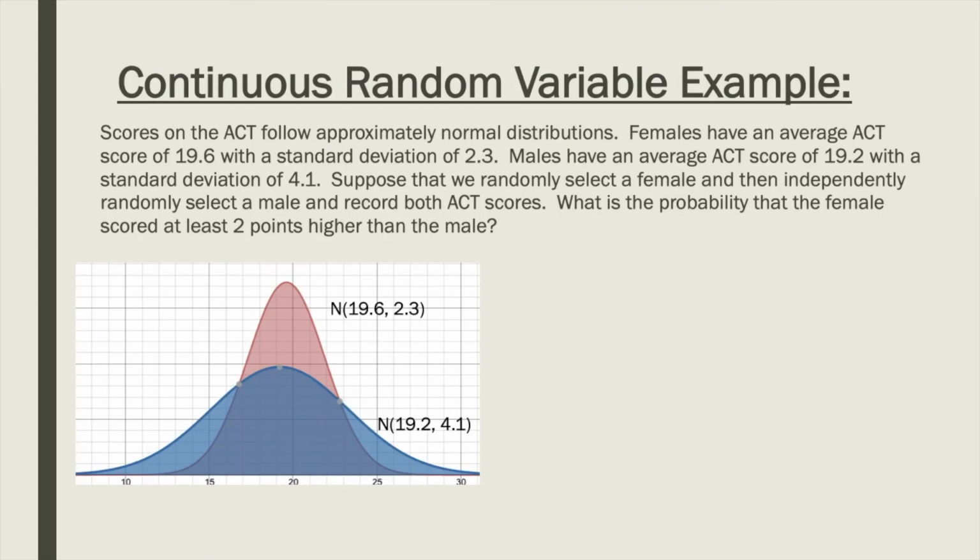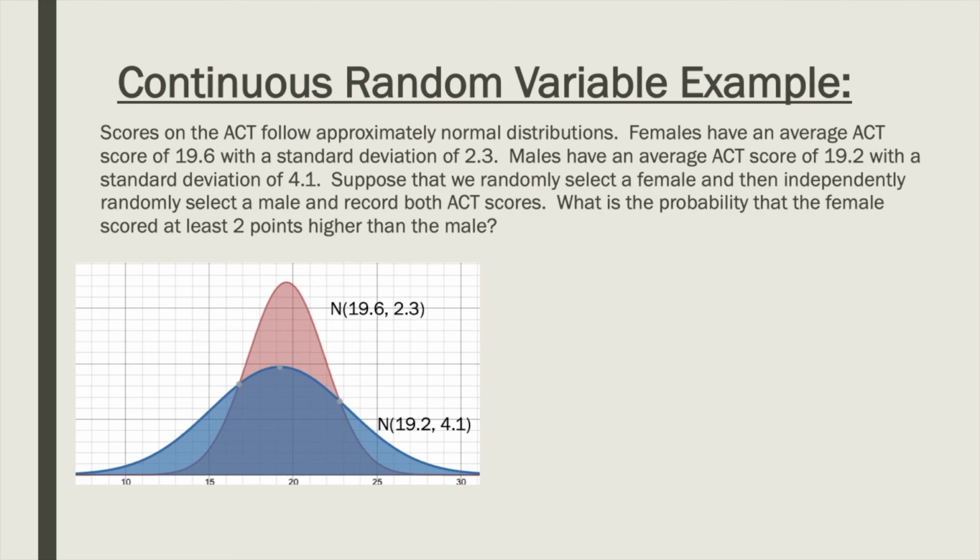So here's an example of a continuous random variable with normal distributions. Scores on the ACT follow normal distributions, and females have an average ACT score of 19.6 with a standard deviation of 2.3. Males have an average ACT score of 19.2 with a standard deviation of 4.1. Suppose that we randomly select a female and then independently randomly select a male and record both their ACT scores. What is the probability that the randomly selected female scored at least 2 points higher than the randomly selected male?